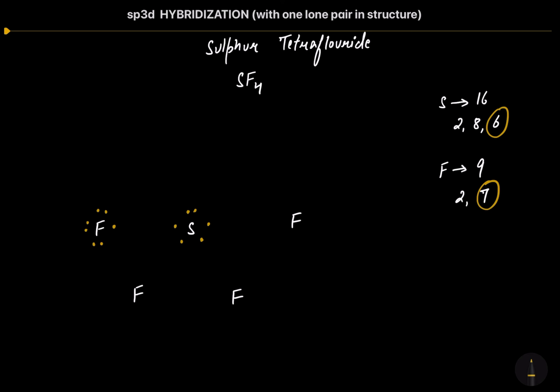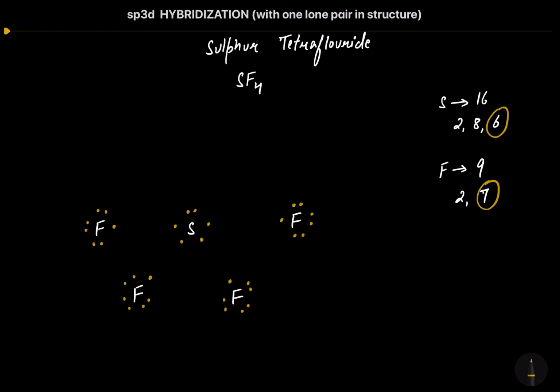Now let's come to the second fluorine, with 7 electrons marked. Now the third fluorine, also with 7 electrons marked. Now the fourth fluorine, likewise with 7 electrons marked.